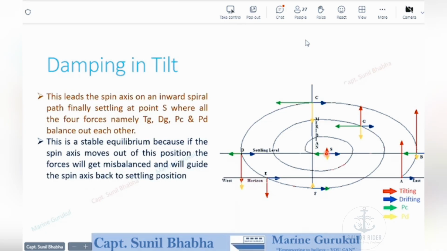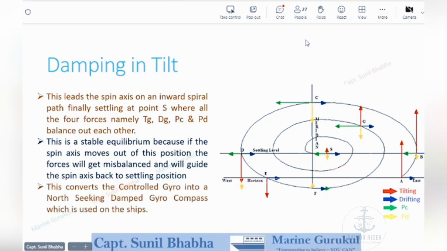This is a stable equilibrium because if you try to move the spin axis out of this position, the forces will get misbalanced, it will get disbalanced and will guide the spin axis back to the settling position. Let's say, for example, the spin axis has settled here and you apply an additional force in this particular direction and take it somewhere here and leave it. Now once you leave it here, the balance of all the four forces will get mismatched, it will get disbalanced again, it will start moving on a spiral path like this and eventually come back and settle at this particular location only. So wherever you take and leave the spin axis, it is going to move on a spiral path and then eventually come and settle down at this particular location only.